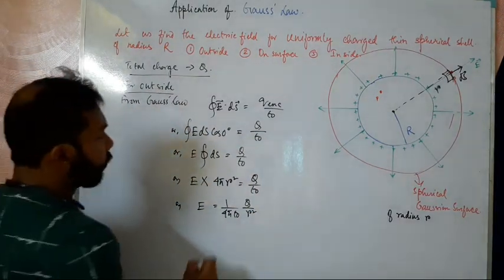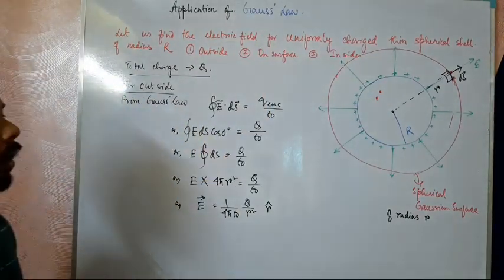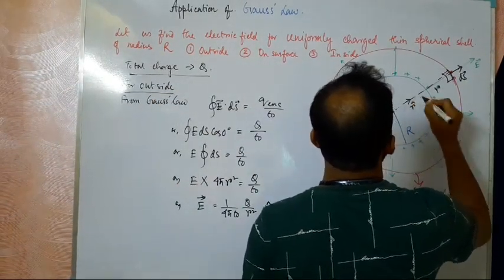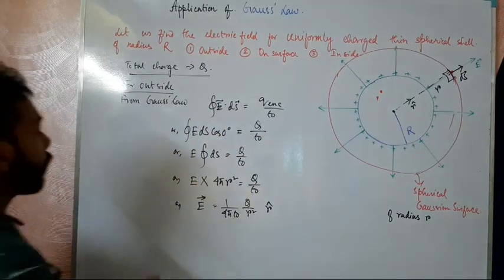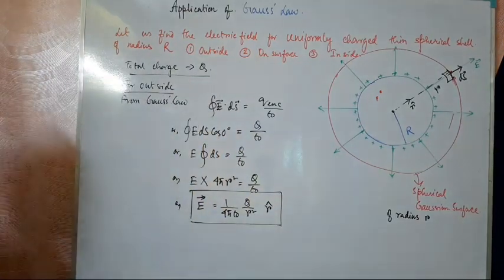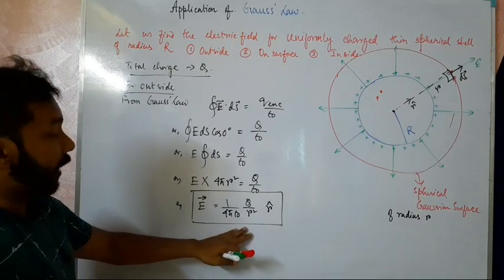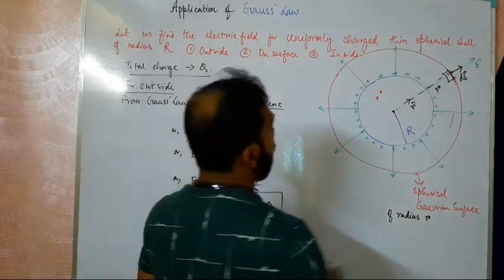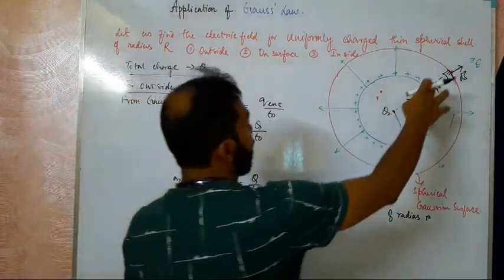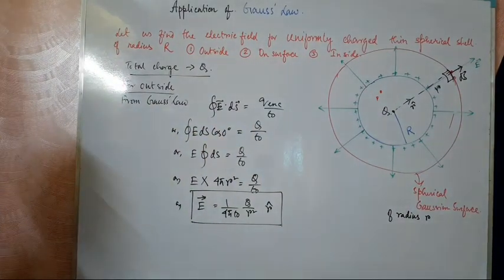The direction is obviously outward, in the direction of r cap, where r cap is the unit vector pointing outward. So we see the electric field obtained here is exactly equal to the electric field of a point charge if the total charge is concentrated at the very center, and if we find the electric field at a distance r from it, we will get the same electric field.